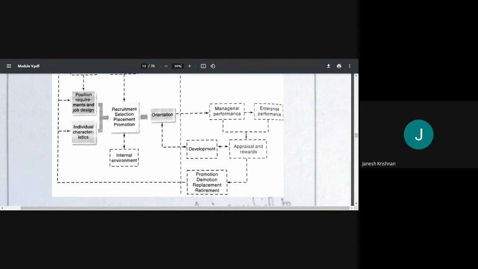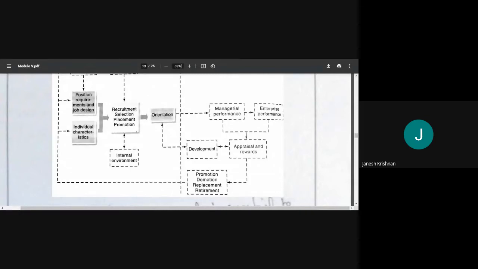Once he's selected, he has to be oriented, and his performance has to be analyzed. Not only his performance, but the company's performance also. Based on these two, his manager's performance and the company's performance, he will be rewarded. His reward may be promotion. If he is not working good enough, he might have to be terminated. So that becomes the output.